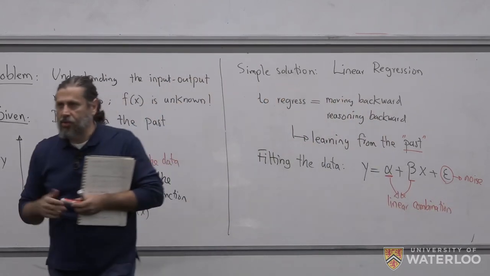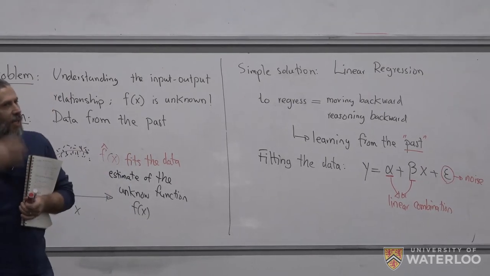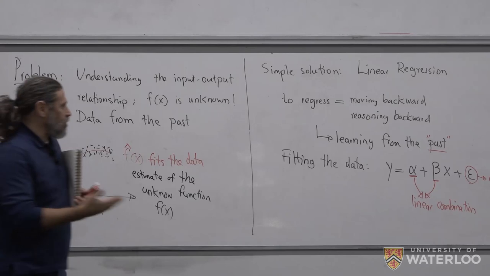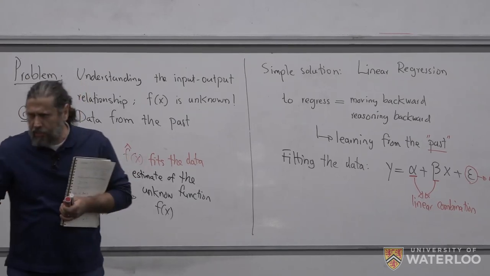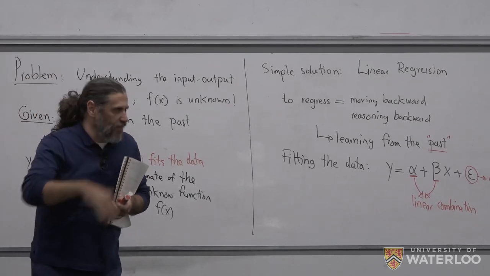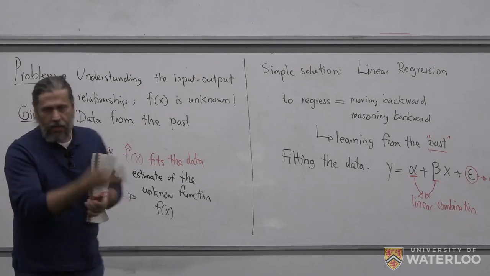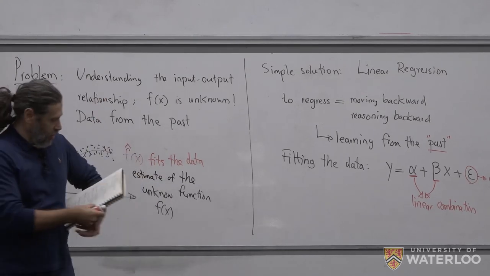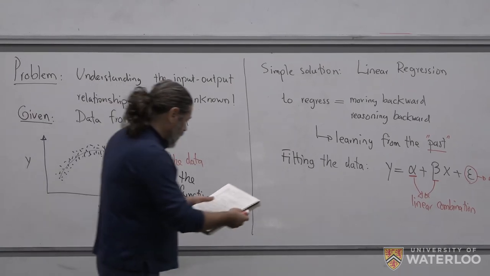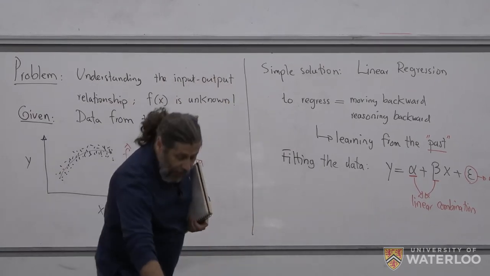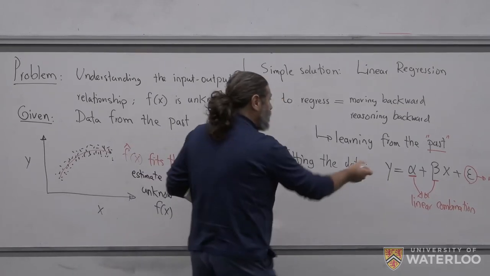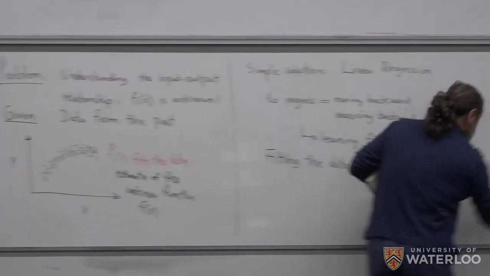Addition is a linear combination, right? So I have a linear combination of two parameters, alpha and beta, which will give me a line or curve that fits into my data from the past. Of course, this is ridiculously simple, but we want to understand the basic concept. Even that, if you really want to formalize stuff, may be too much. So we still simplify it.